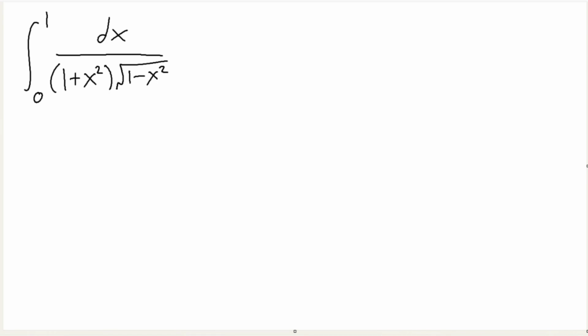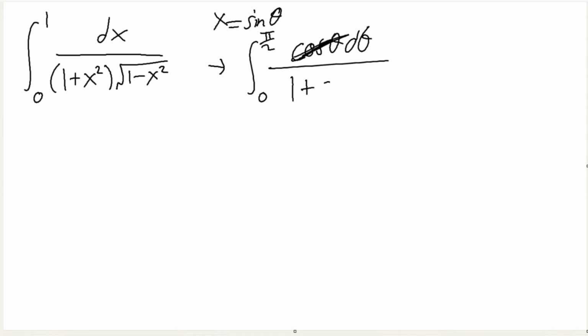Ooh, what do we do? Well, what's the whole point of Trig-Sub? To get rid of the square root. That's the whole point. So, now we have 0 to pi over 2. We get cosine theta d theta, which gets cancelled out by this. And we get 1 plus sine square theta.